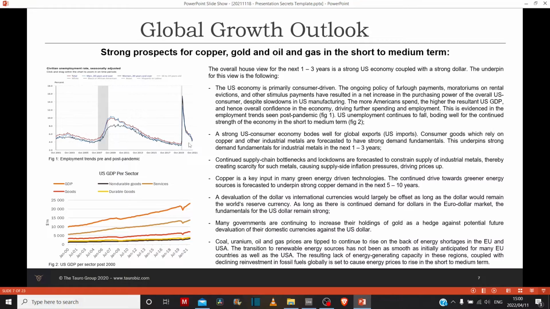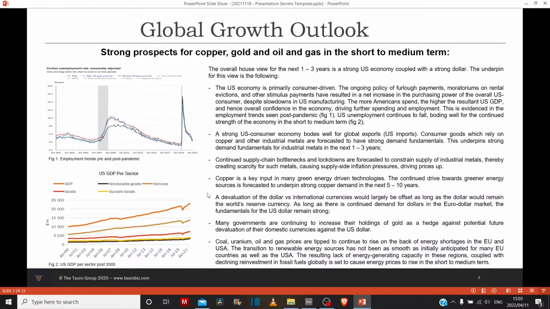So we'll just dive in more detail. As we mentioned earlier, the house view for the next 1 to 3 years is a strong U.S. economy coupled with a strong dollar, and the underpin is the following: the U.S. economy is primarily consumer driven, and the U.S. government will do everything in its power to maintain that strong consumer demand, whether it means social payments, an extension of social payments or furlough payments, moratoriums on debt repayments, or moratoriums on evictions. The more Americans spend, the higher the resultant US GDP will be, and hence overall confidence in the economy. What we are still seeing as well is a very robust employment market in the US, with unemployment levels continuing to fall, as is highlighted in this graph. And this provides underpin for our bullish sentiment for a continuous recovery in the US economy going forward.